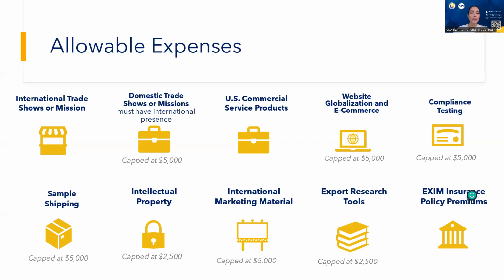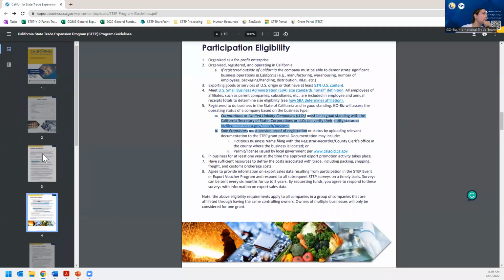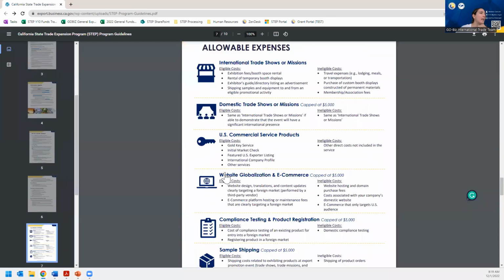Export research tools. So if you're using a subscription of a third-party service in order to get data for exporting, that would be reimbursable. XM insurance policy premiums. And I believe we also do the XM report. I have to get the specific name of that, but we reimburse for that one as well. If you want more details on the allowable expenses, we do have our program guidelines that dive in a little bit deeper.